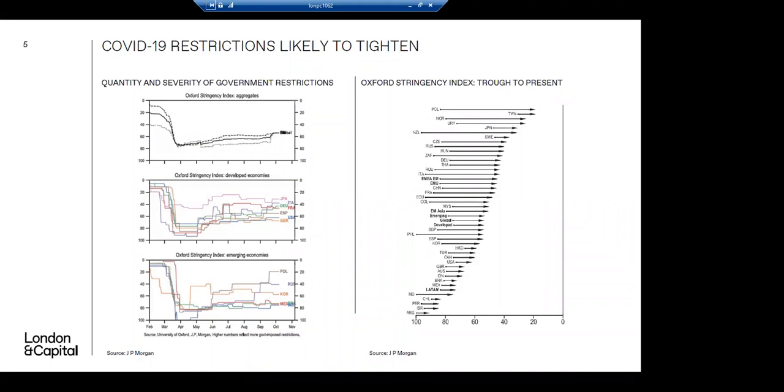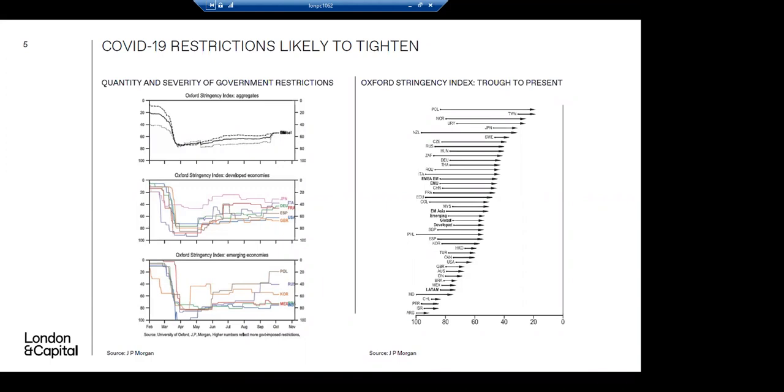So on the left-hand side there, you have some stringency indexes produced by Oxford University. And you can see that in the top panel, after the initial increase in stringency, we've seen this gradual recovery taking place, and we haven't had any setbacks so far. It's obviously going to be important to look at this data on an ongoing basis to get a feel for how much of a problem the health crisis is going to be in future months.